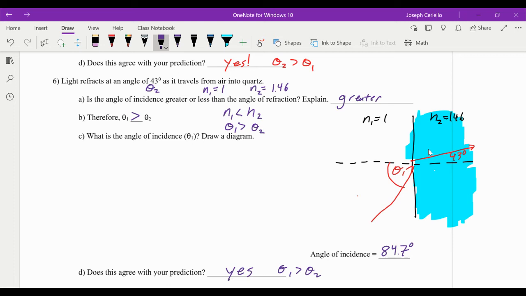So is the angle of incidence greater than or less than the angle of refraction? Well, let's see. We're going from low to high. So the light is going to get closer to the normal, which means 43 is closer to the normal than theta 1, the angle of incidence. So since n2 is greater than n1, theta 1 must be greater than theta 2. All right, let's do Snell's law and check this one out, confirm it.